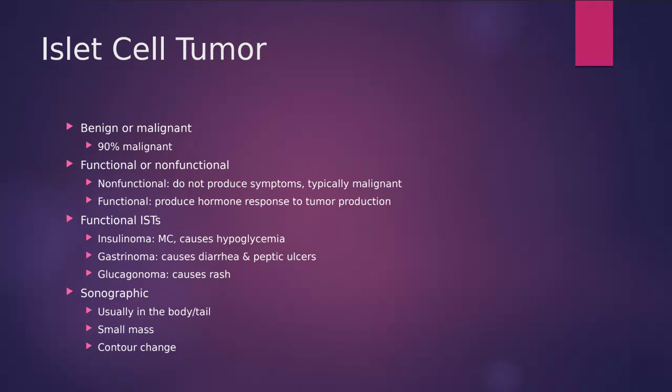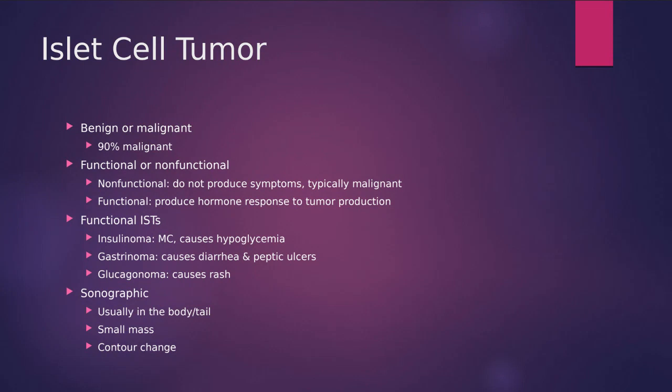We can either have functional or non-functional. So non-functional means that this type of tumor does not produce any symptoms. Therefore, it is usually going to be malignant. And functional is usually going to produce some type of hormonal response to that tumor that is developing. So you can have functional, benign, or malignant islet cell tumors. So you can have like 4 different combination options, right? That's a lot to remember for one organ. So they're usually going to be malignant, non-functional islet cell tumors.